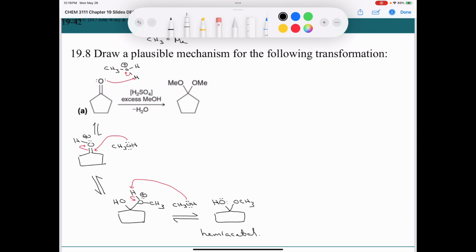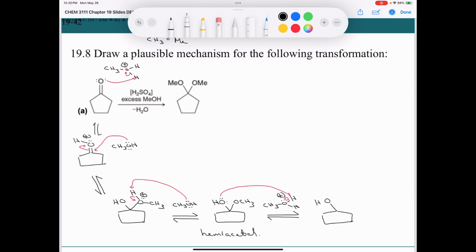So we're going to have to do a proton transfer. So we're going to need more of our acid. So we'll draw in our acid like this. Okay, we'll do our proton transfer to make that excellent leaving group. And so it's going to look something like this.